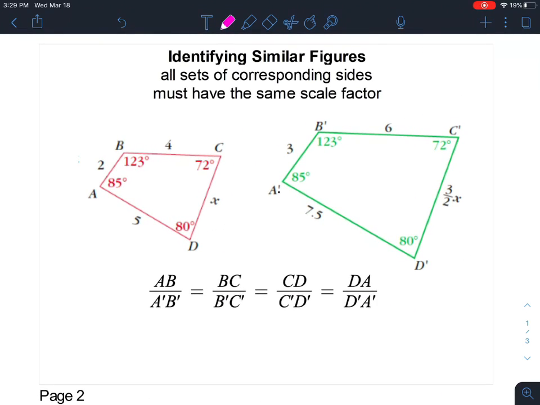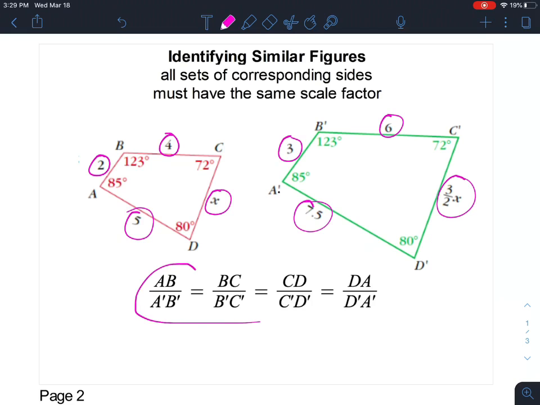So the first thing is just a reminder of how to identify when figures are similar. We need all sets of corresponding sides to have the same scale factor. You might remember this picture from before. The 2 and the 3 go together, the 4 and the 6 go together, the 5 and the 7.5, and then x and the 3 halves times x. What is supposed to happen is this down here, where those ratios are all identical.